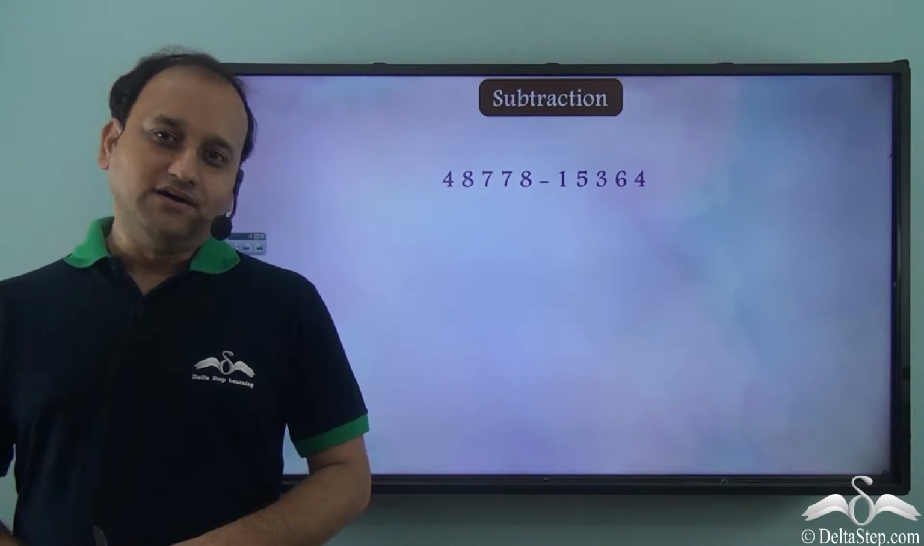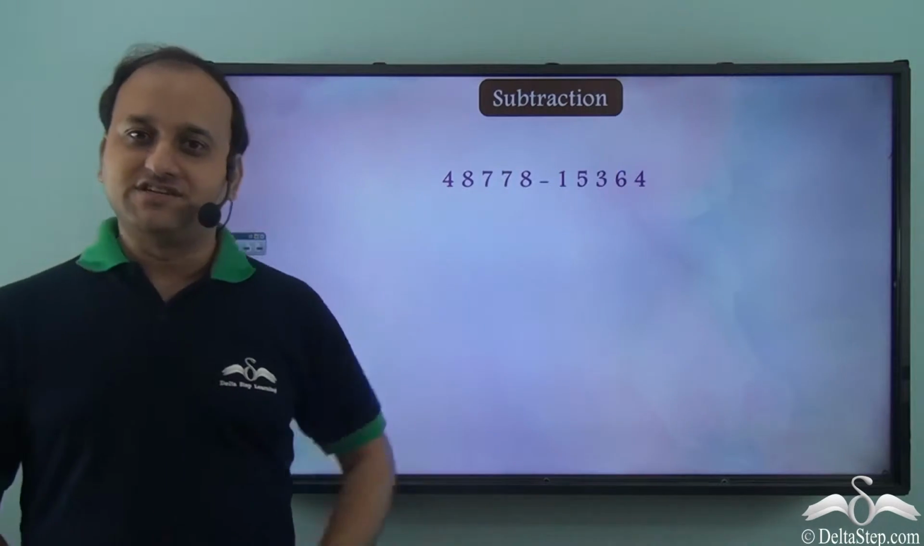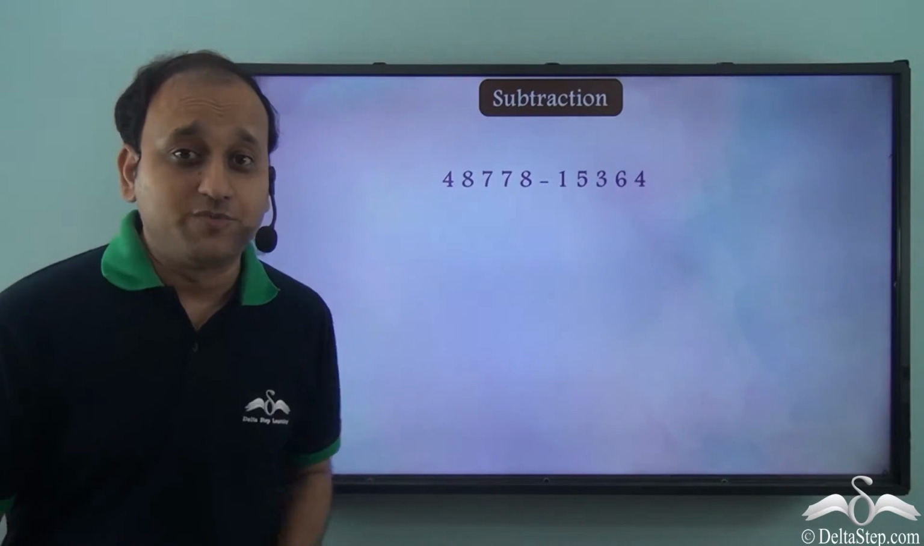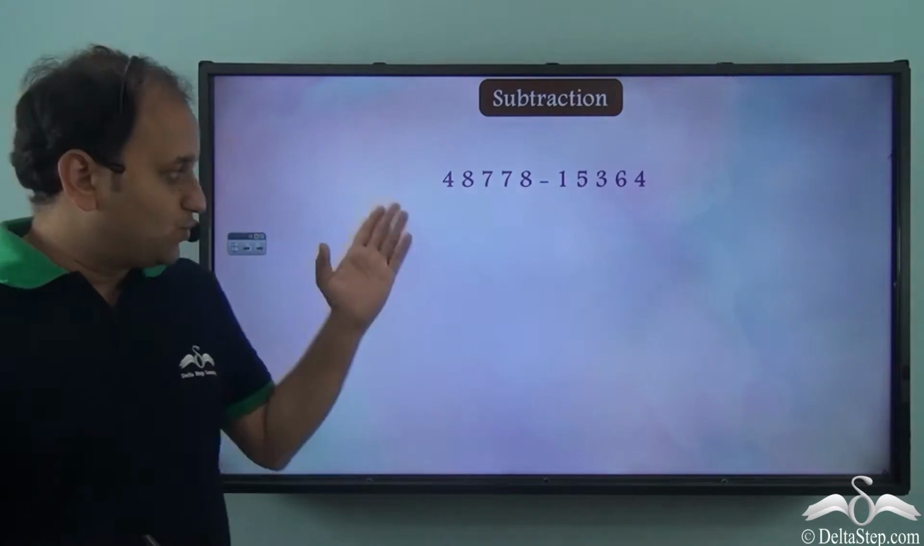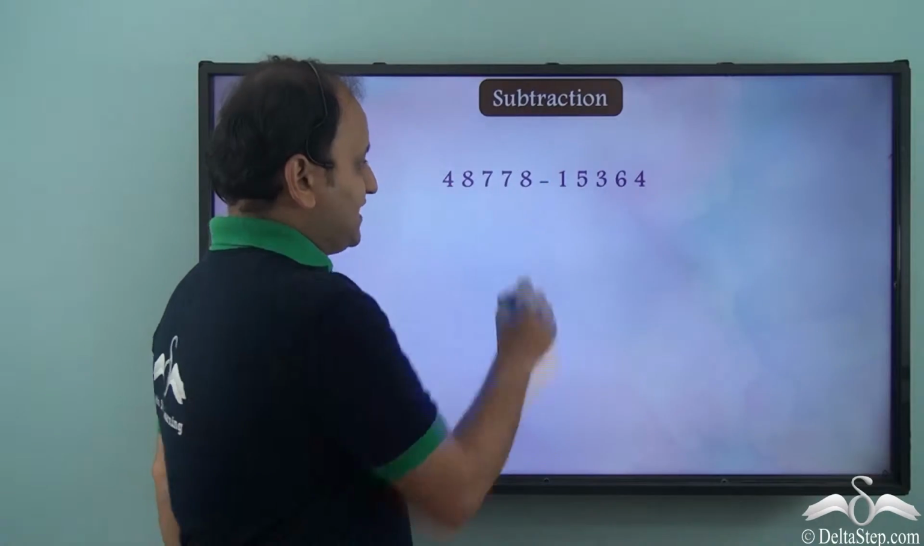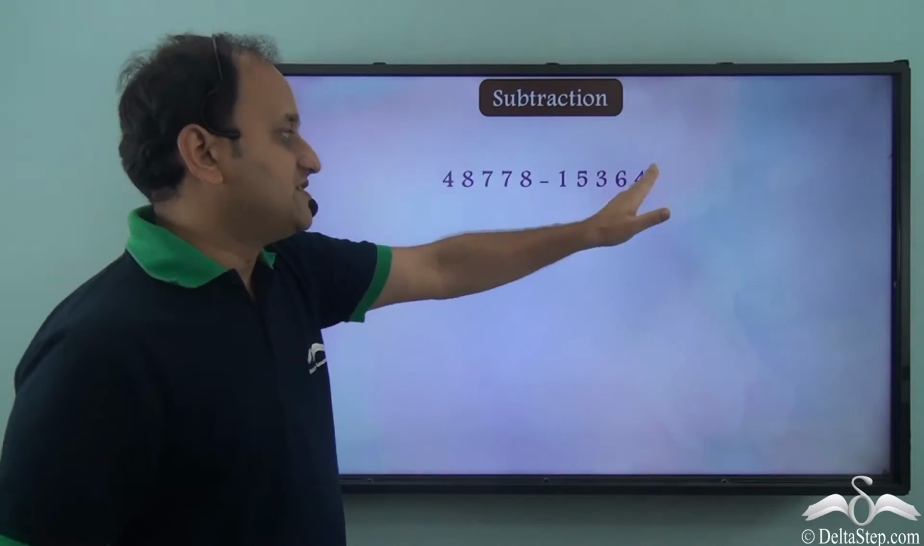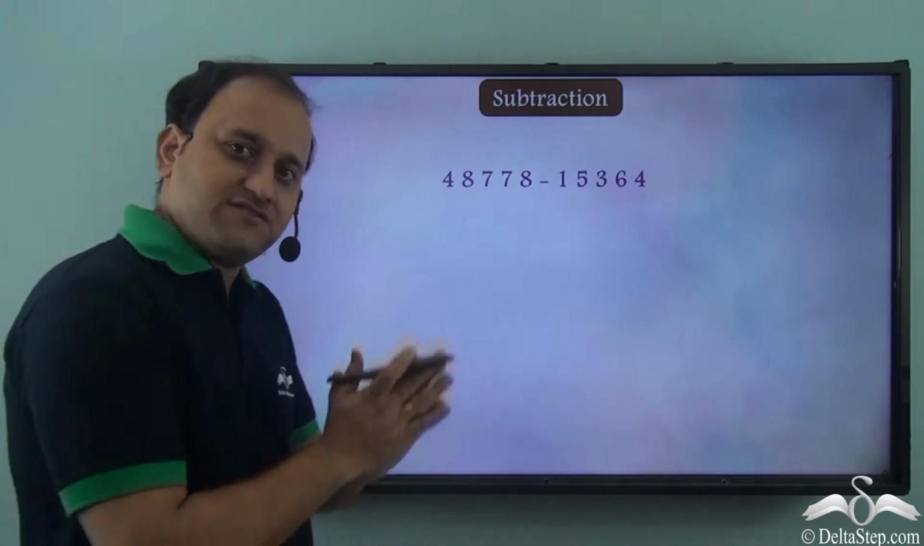So what do we have here? We have two 5-digit numbers and we need to perform subtraction. So what do we have? 48778 minus 15364. Now what is the first step?